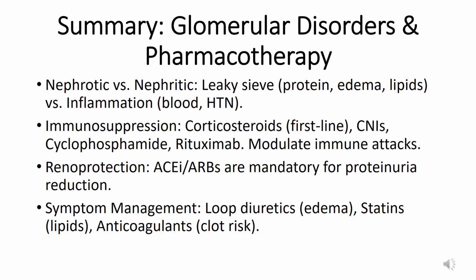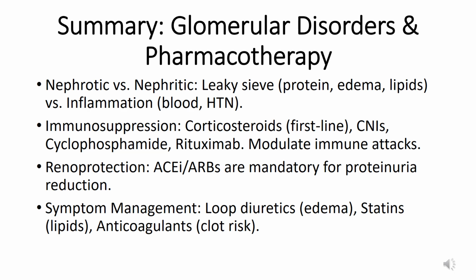When steroid therapy alone is insufficient, additional immunosuppressive agents may be required. Calcineurin inhibitors such as cyclosporine and tacrolimus suppress T-cell activation and help reduce ongoing glomerular injury. Cyclophosphamide provides more potent immunosuppression and is used in selected severe diseases. Rituximab targets CD20-positive B lymphocytes and has become an important option for resistant or relapsing conditions. Regardless of the underlying diagnosis, protecting kidney function remains a major therapeutic goal.